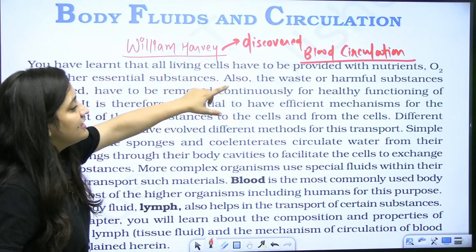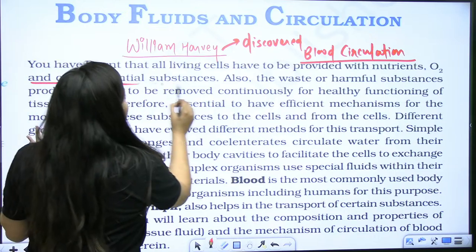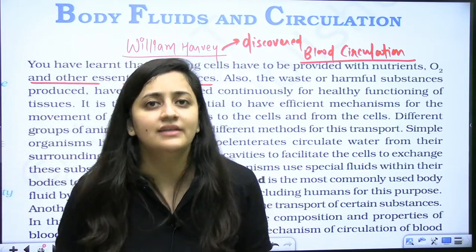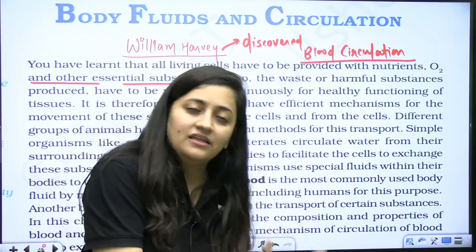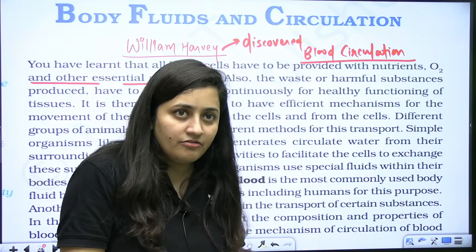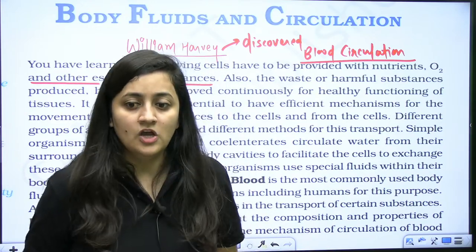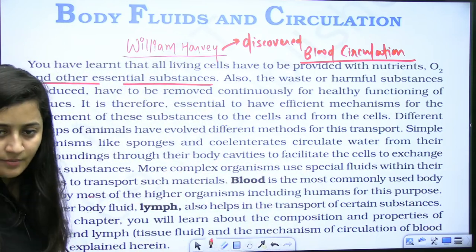That all living cells have to be provided with the nutrients, oxygen, and other essential substances. Why do we need the circulatory system? Why? What is the need? Blood will get circulated. What will that blood do? It will carry the oxygen, and will bring back the waste as well, so that it can get eliminated from the body. So for the proper distribution, that blood is required. Are you getting my point?